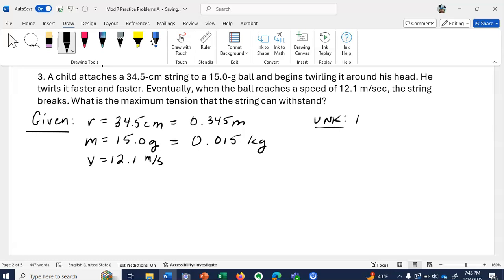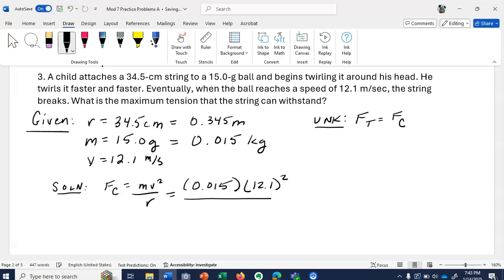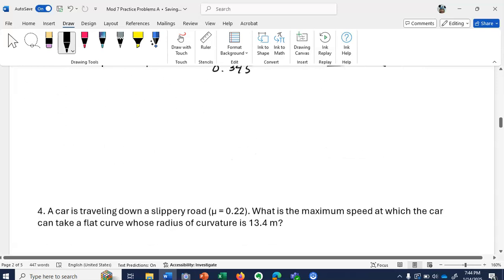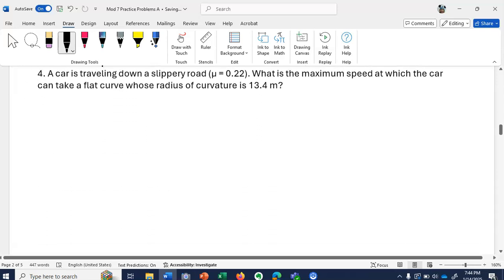The unknown is maximum tension. So the force of tension is going to be equal to the centripetal force. We know that the formula for centripetal force is mv squared over r, so we're going to plug in what we have. This is squared over radius, and you'll get an answer.